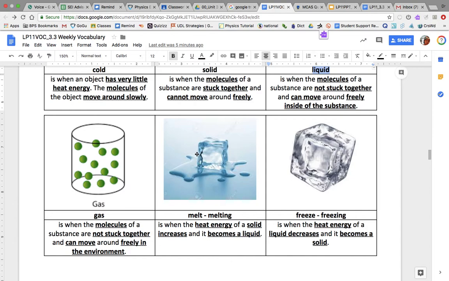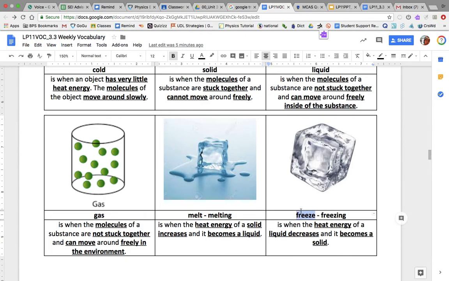Now let's go on to some words to describe changes in a material or changes in a substance. We use the word melt to describe when a solid turns into a liquid. I want you to say melt. It is when the heat energy of a solid increases, so you give the solid more energy, and it's so much energy that the molecules start to spread apart. They move apart and become a liquid.